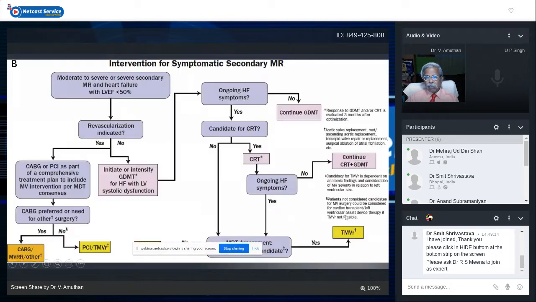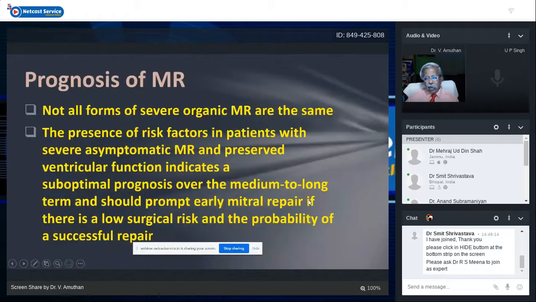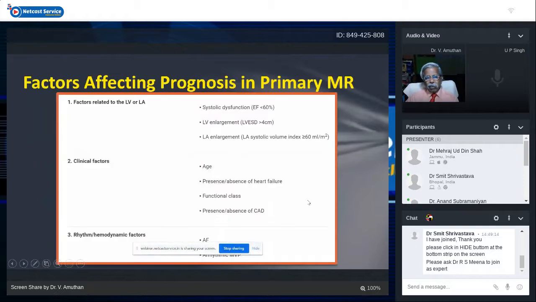reparative procedures. So for symptomatic secondary MR, again, revascularization. The main problem will be revascularization if it is due to coronary artery disease, and if the patient is a suitable candidate for PCI or CABG, he has to undergo that. If he is not a candidate for that, and ongoing heart failure symptoms persist, he has to be assessed for CRT, and then transcutaneous mitral valve therapies can be advocated for these patients. So this is the primary MR.